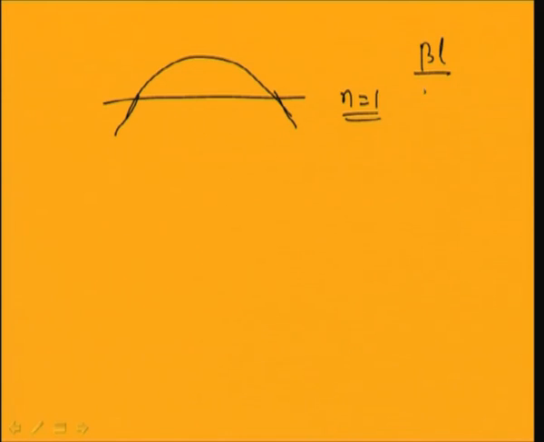In this case, for the first mode, you will have the displacement like this. At both ends, the displacement and slopes are not equal to 0. So this is n equal to 1, that is the first mode. In the first mode, beta L equal to 4.730, and in the second mode you can plot it like this.